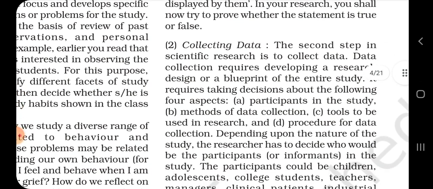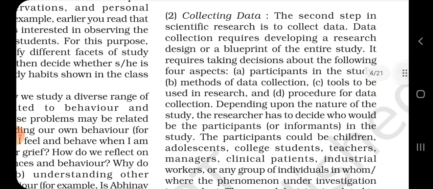Now, collecting data. The second step in scientific research is to collect data. Data collection requires developing a research design or a blueprint of the entire study, right? It requires taking decisions about the following 4 aspects: A. Participants in the study. B. Methods of data collection. C. Tools to be used in research. D. Procedure for data collection.